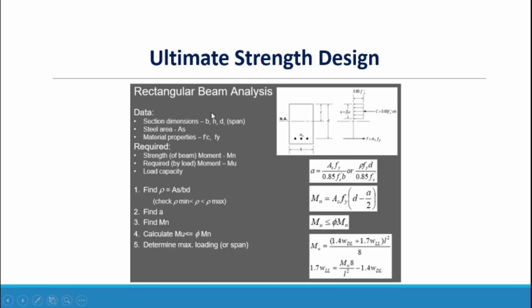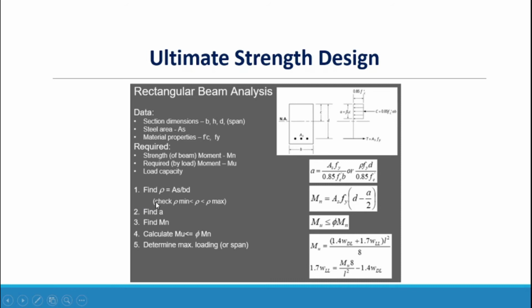And for rectangular beam analysis, we have the base and the depth, or the effective depth, and the value for c, and the total area for steel. We have section dimensions, which should have b, the height of the beam, depth, and the span of the beam. And for the steel area, or A sub s, material properties should have the fc prime value and F sub y, and for the required strength of beam or the moment is equal to M sub n, and for the required by load moment, which is M sub u, and for the load capacity.